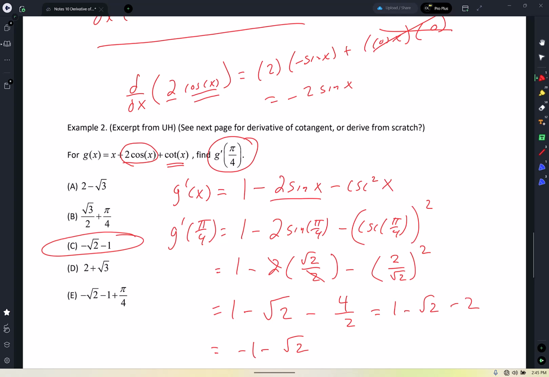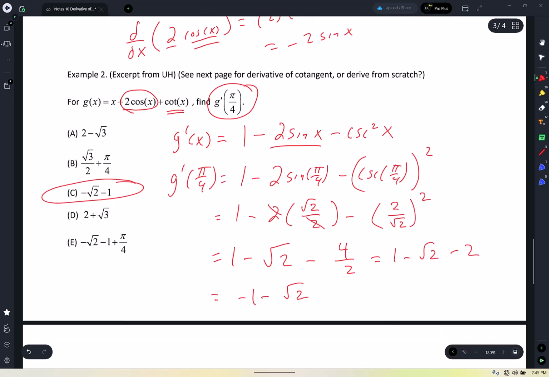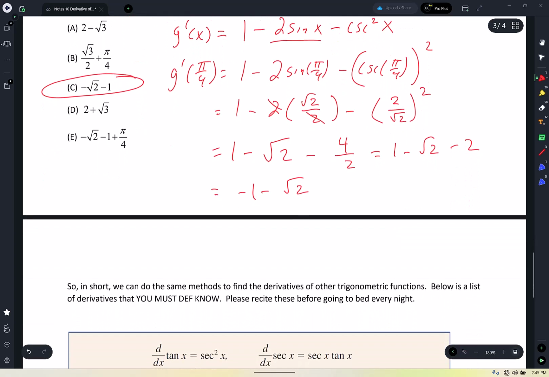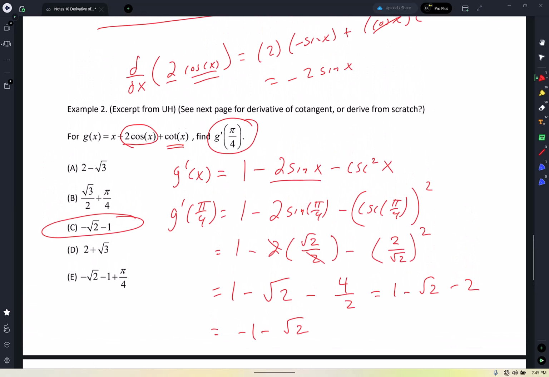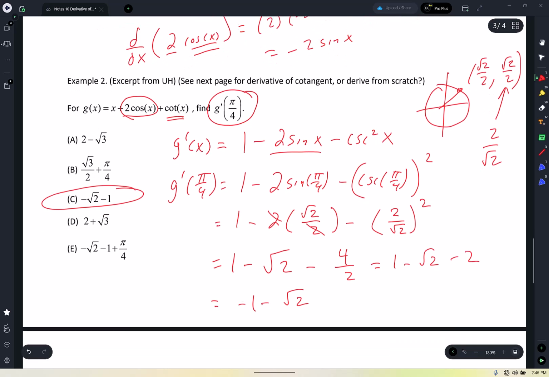How do we feel, guys? Are we okay? Nothing crazy, right? Cosecant is a reciprocal of sine. So all I did was take the reciprocal of that and square it. It's cosecant, so just the reciprocal of sine.